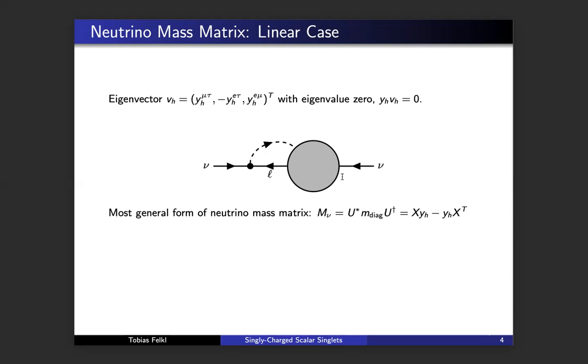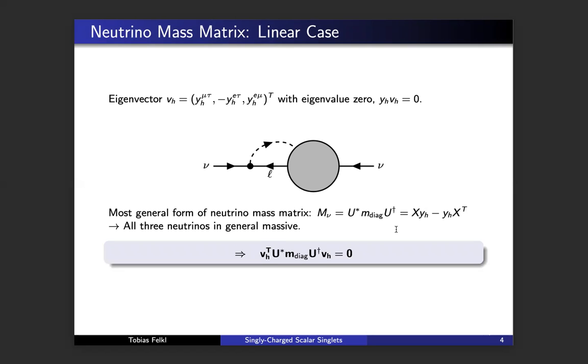And then the resulting neutrino mass matrix will just be given by X times YH, where X is a matrix that encodes all the information about what's going on in the gray blob. And since the neutrino mass matrix has to be symmetric in the Majorana case, one also has to add the transposed version of that contribution. So neutrino masses are linear in YH, and this is why we call it the linear case.